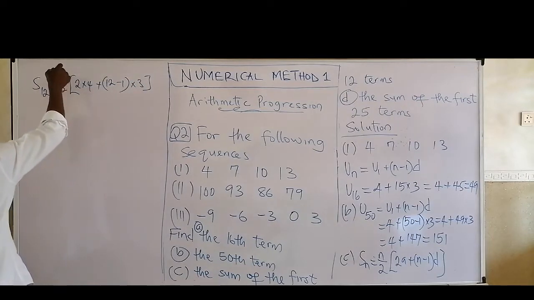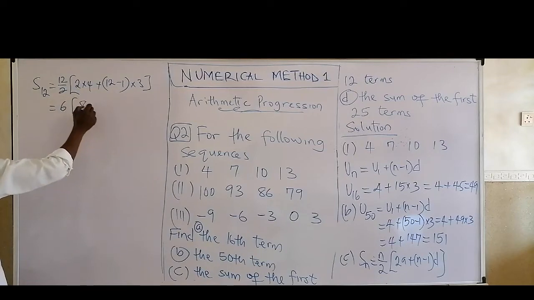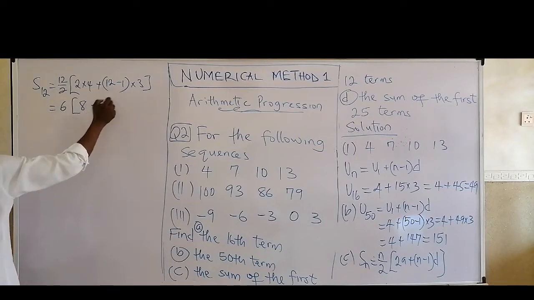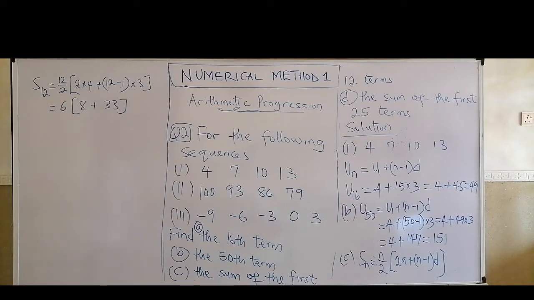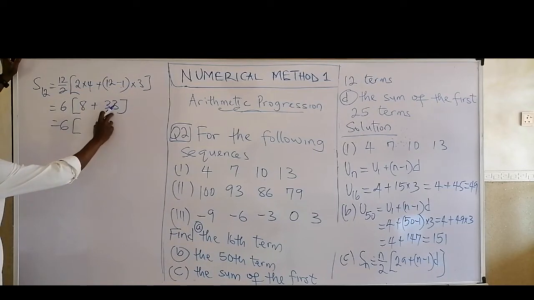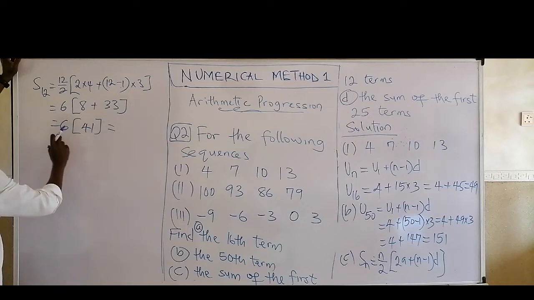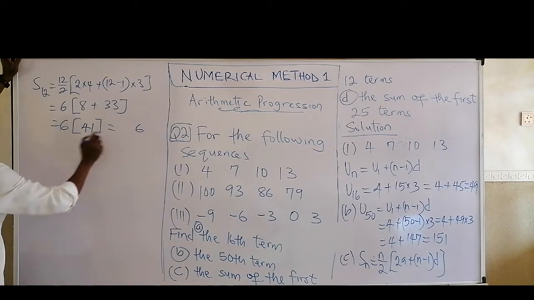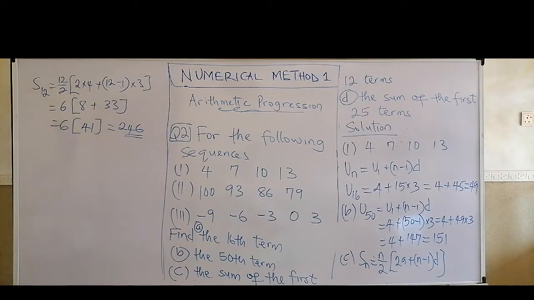That will be equal to 12 over 2, that's 6, times 2 times 4, that's 8, plus 11 times 3. 12 minus 1 is 11, times 3 is 33. That equals 6 into brackets 8 plus 33, that's 41. So that is 6 times 41, which is 246. So that's that on that question.